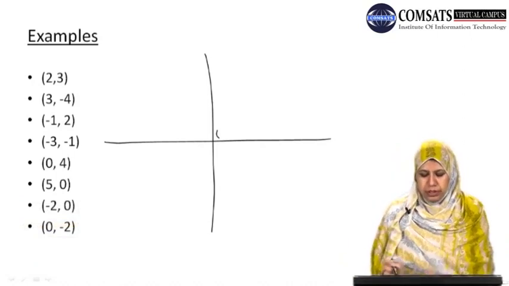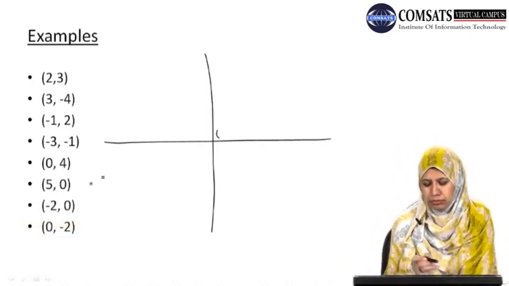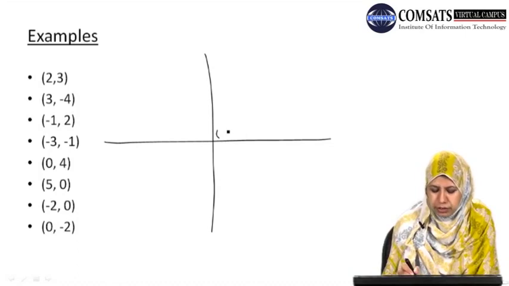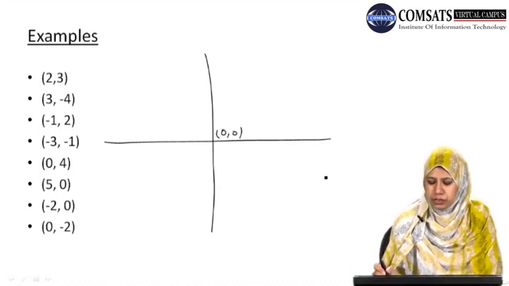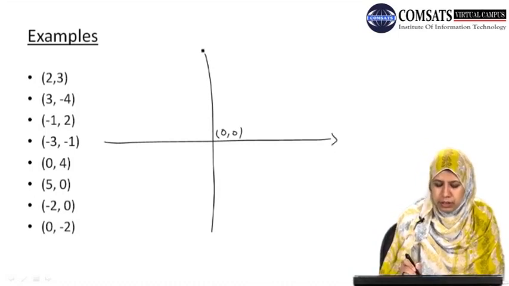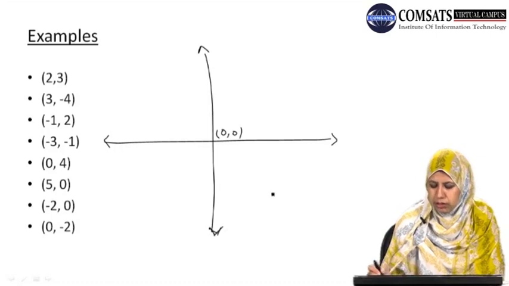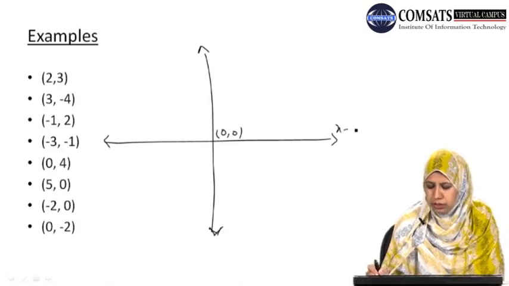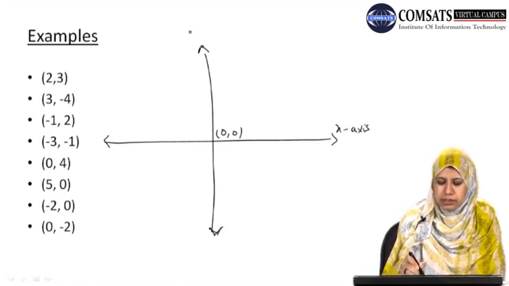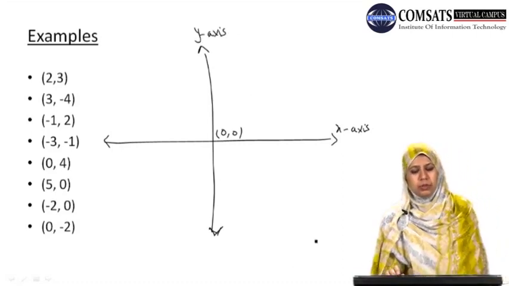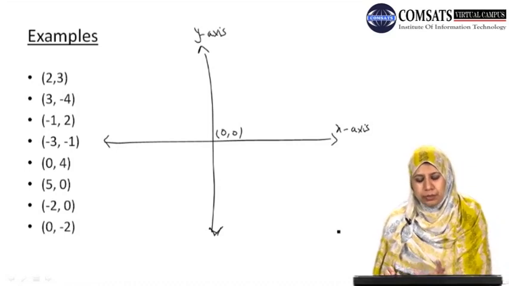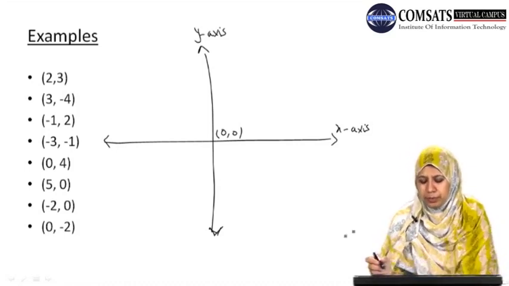Okay, here we have our coordinate plane with this common or intersecting point as the origin. Definitely arrows on both sides. Now this is the x-axis, this is the y-axis. Okay, first we will see what we mean by the quadrants.